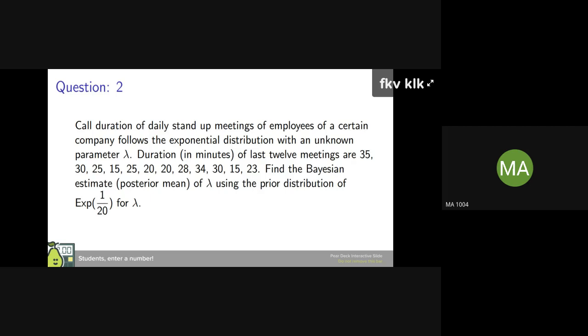So how do you find the Bayesian estimate? Before finding the posterior mean, what should we try to find? Likelihood, ma'am. Yes, likelihood we should find, and what else? The posterior is proportional to likelihood times the prior. For finding the posterior mean, the posterior density is required. You have to find the posterior distribution, and only then can you find the posterior mean. The likelihood is lambda e to the power minus 35 lambda, then lambda e to the power minus 30 lambda, and so on. We add these up: minus 35 plus 30 plus 25 and all these sum, into the prior.